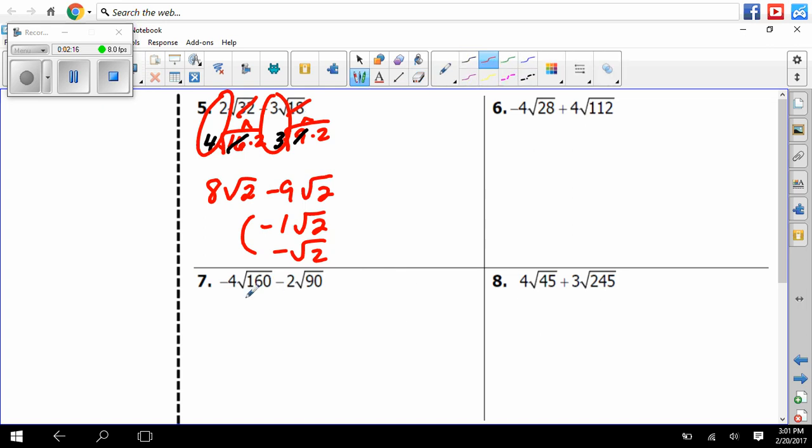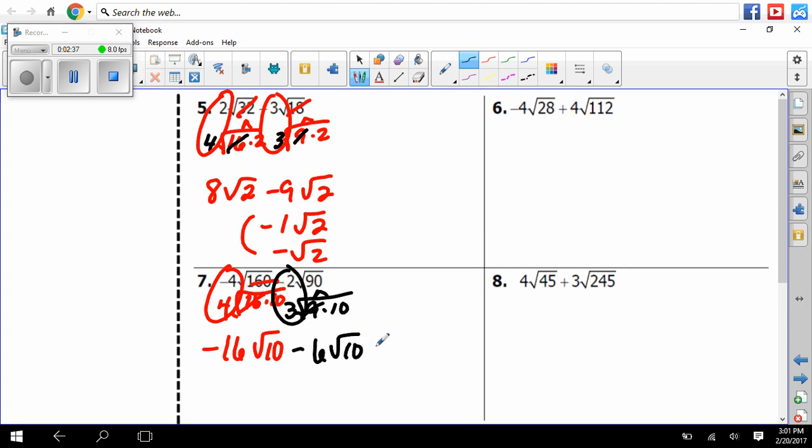These both end in a 0, so let's go ahead and take it 16 times 10. The square root of 16 is 4. So this would be negative 16 radical 10. The 90 over here would be 9 times 10. The square root of 9 is 3. So negative 2 times 3 is 6 radical 10. Now they have the same index, yes, and they have the same radicands. So negative 16 and negative 6 of them gives me negative 22 radical 10.